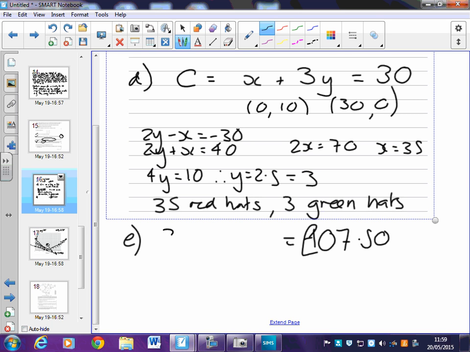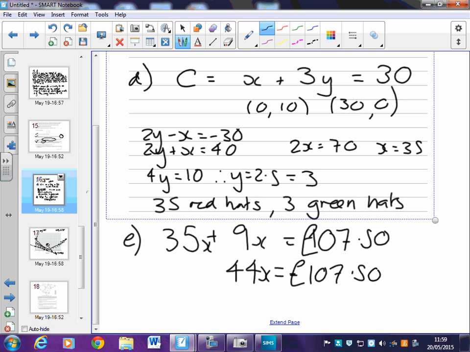Now, we know the green hats cost 3 times as much as red hats to make, so this is the equivalent of making the 35 red hats plus 3 times 3, which is 9, because the green hats are 3 times more expensive. Add that together, so the equivalent of making 44 red hats, so 44x, is equal to £107.50. So £107.50 divided by 44 will give me the cost of one red hat.